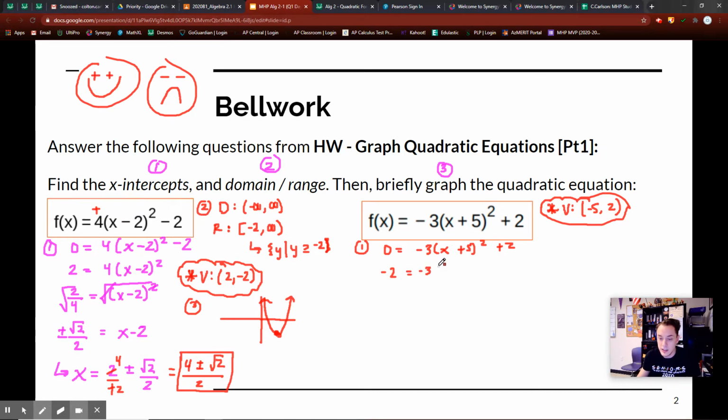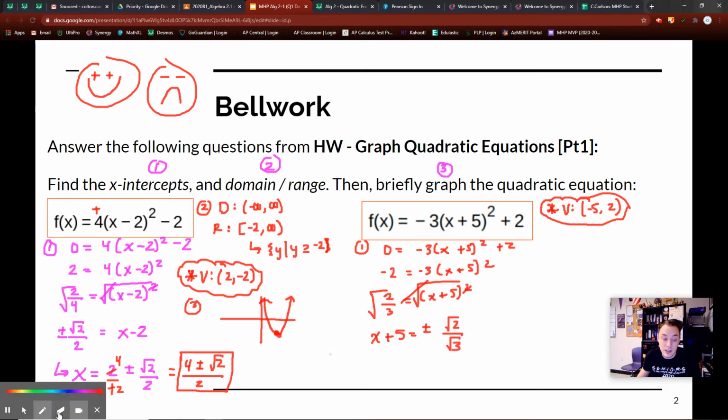This is -3 times (x plus 5) squared. Divide by -3. So this is 2 all over 3 equals (x plus 5) squared. I still want to square root this, but this does look like a nasty radical here. So I'm actually going to flip the whole thing too. So it's going to be x plus 5 equals plus or minus radical 2 all over radical 3.